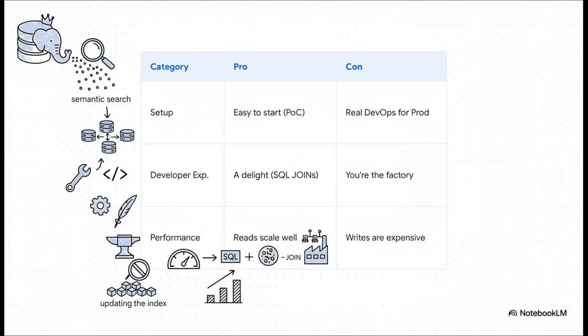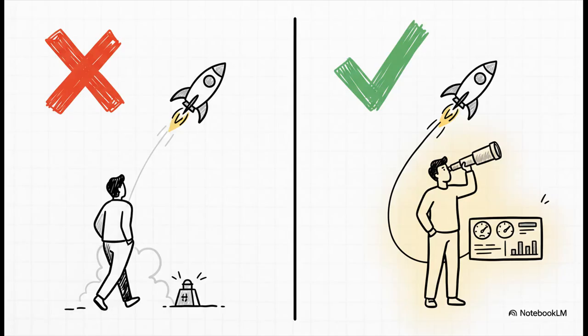The developer experience, though, it's an absolute delight. I mean, being able to use standard SQL joins with vector data is a total game changer. And for performance, it's a beast on read-heavy workloads, but you do have to be careful with writes. Updating that index is an expensive operation, so you can't just be throwing millions of new vectors at it all at once. So I think the biggest takeaway here is this.